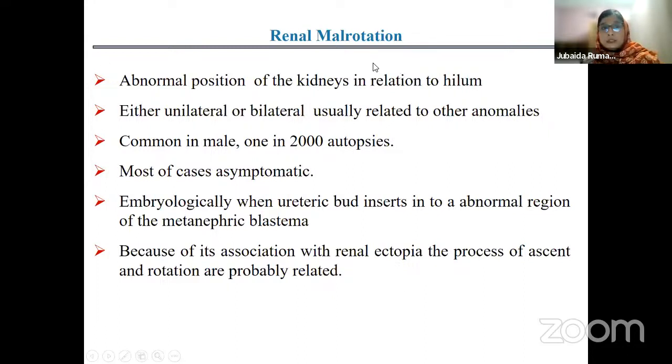Last but not least, renal malrotation. This is an abnormal position of the kidneys in relation to the hilum, and it could be unilateral or bilateral. Usually, renal malrotation is associated with other renal anomalies, mostly renal ectopia. It is also more common in males, in 1 in 2000 autopsies. In most cases, renal malrotation patients are asymptomatic, and when there are other urinary problems, they present with some symptoms. Embryologically, renal malrotation usually occurs when the ureteric bud inserts into an abnormal region of the metanephric blastema. And because of its association with renal ectopia, the process of ascent and rotation is probably related to renal malrotation.